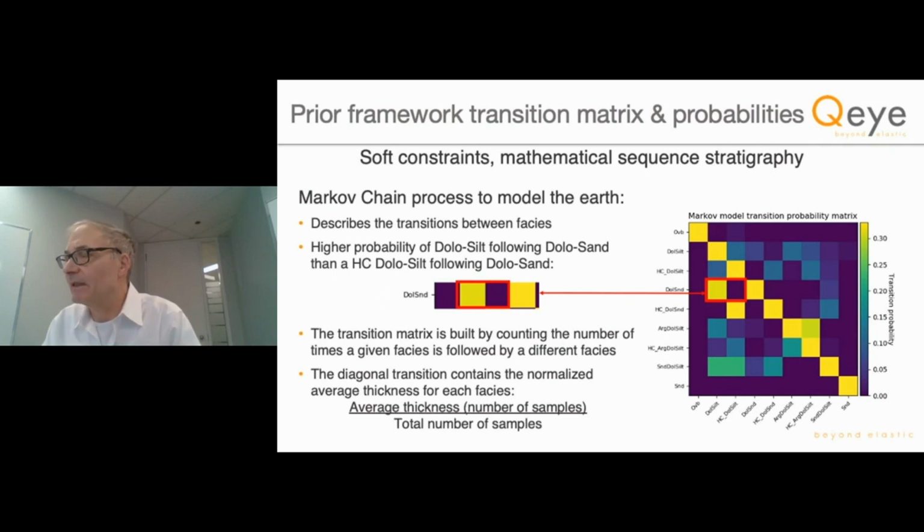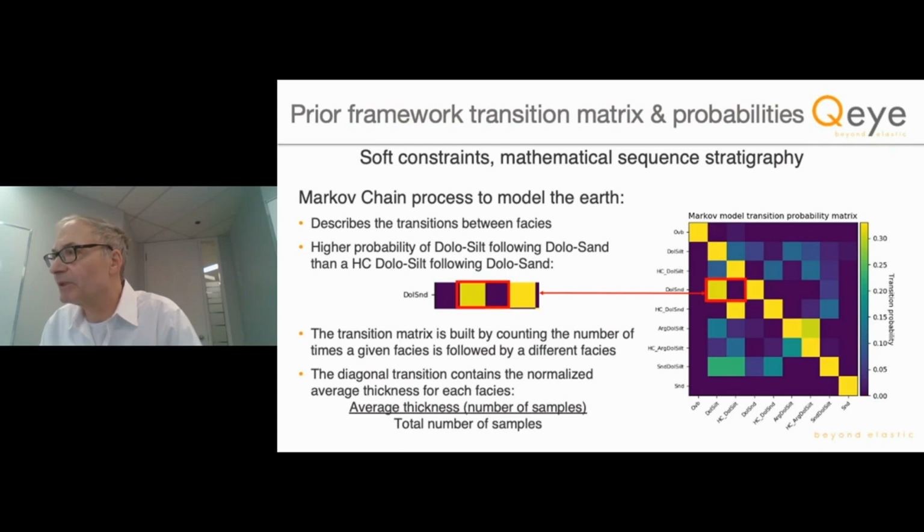Combining all this goes into what we call a transition matrix, a set of probabilistic covariance kind of cross plot in this matrix, and it's basically a mathematical sequence stratigraphy. So it's capturing the sequence stratigraphy in the ordering in terms of a mathematical scheme, a Markov chain process that models the Earth, and it describes a transition between facies. Here on the cross plot, you see the relationship between the facies on the diagonal and off-diagonal covariance, and the higher probability, for instance, of a dolomite siltstone following a dolomite sandstone in this row, than a hydrocarbon dolomite siltstone following a dolomite sandstone.